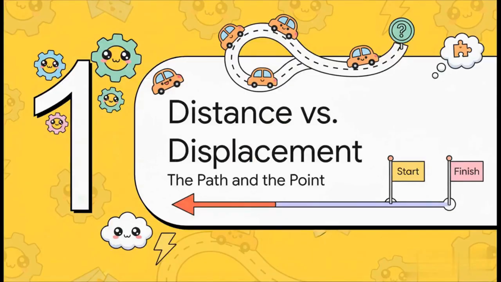All right, let's solve that puzzle by talking about our first pair of ideas, distance versus displacement. The easiest way to think about this is to imagine a road trip. You've got the actual path the road takes, with all its twists and turns. But then you also have the straight line, as the crow flies, from where you started to where you ended up. In physics, both of these are super important, but they tell us totally different stories.